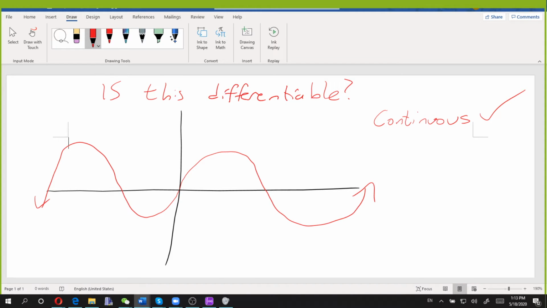Okay, so to be continuous, our limit from the left and the right must equal what happened when we plug it in. Another way of saying this is you should be able to draw your function without picking up the pencil if you are continuous. So in this case, we can do that with our sine function. So we are continuous. Andrew, is the sine function differentiable?